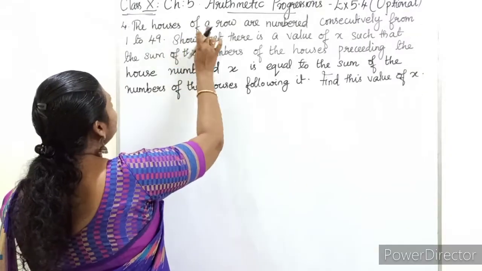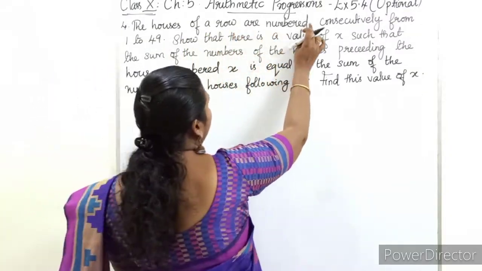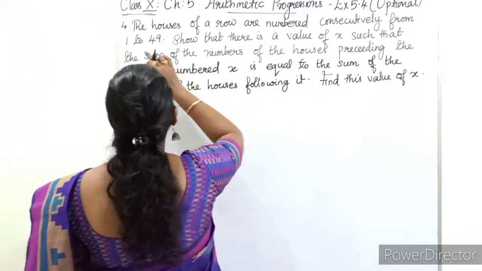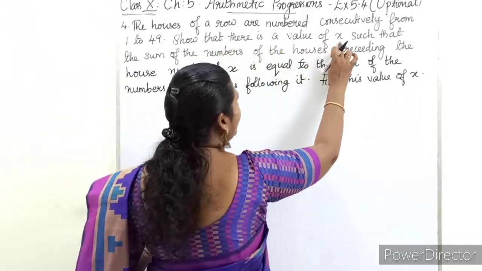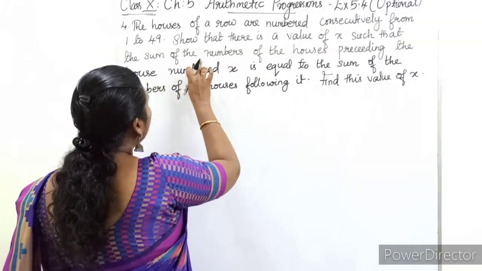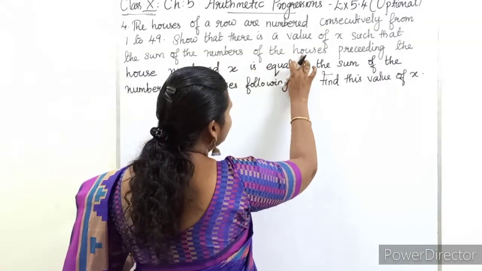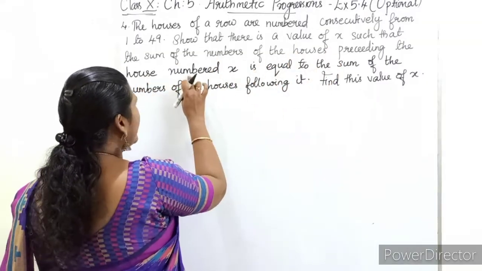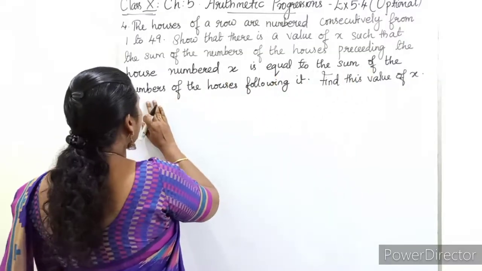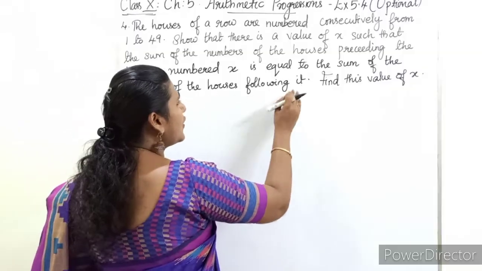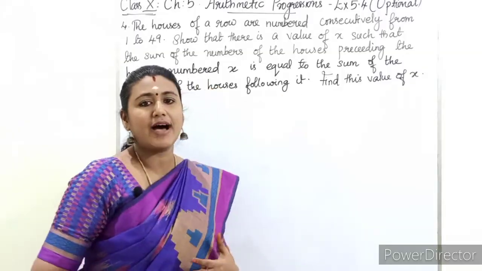4. The houses of a row are numbered consecutively from 1 to 49. Show that there is a value of x such that the sum of the numbers of the houses preceding the house numbered x is equal to the sum of the numbers of the houses following it. Find this value of x.